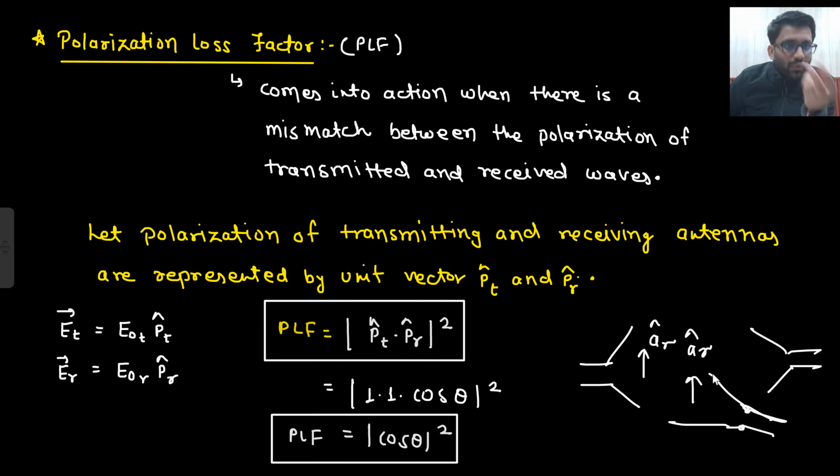Are you getting this point? Or you can say it is the angle between the transmitted wave and the received wave. This is also possible. Or you can say it is the angle between the transmitting antenna and the receiving antenna. What I mean to say is that your polarization loss factor can come into action if your transmitting and receiving antennas are not parallel to each other. If they are at some angle, then also it can come into action, even though the electric field is not changing its direction. Are you getting this point? Okay. So all kinds of questions we are going to see.